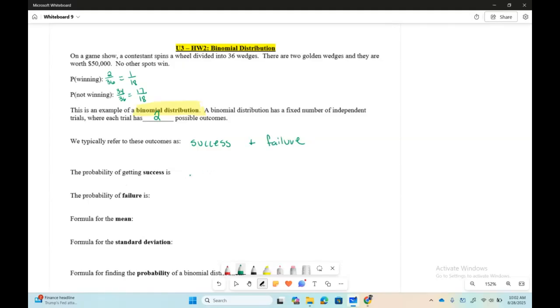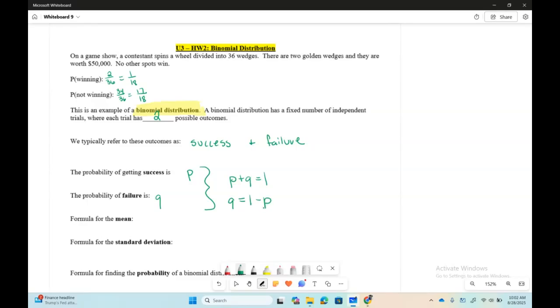All right, the probability of getting a success, we're going to call that P, and the probability of failure is called Q. Now one property that these 2 things have is that we can add them together and they should equal 1. That also means that Q will equal 1 minus P.